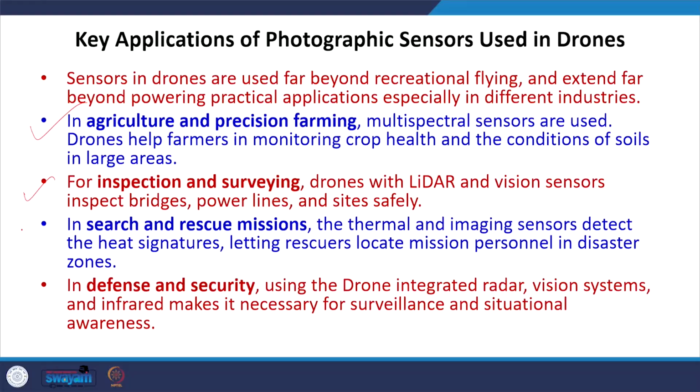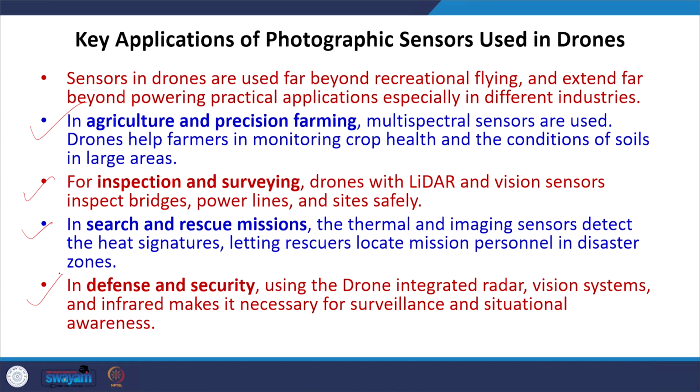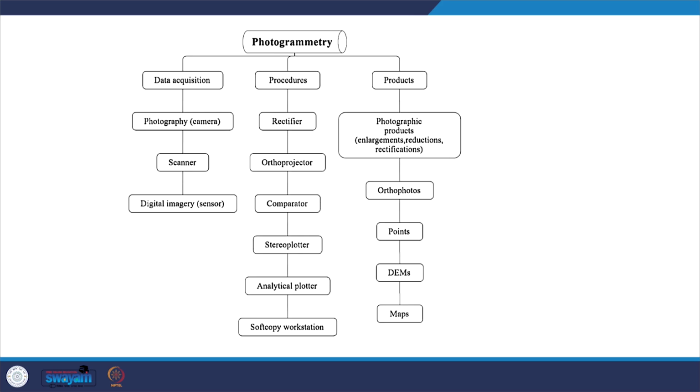In search and rescue missions, thermal imaging sensors will detect the heat signatures. So, they are very helpful. They will allow rescuers to locate missing personnel in the disaster zones. In defense and security, we can use drones integrated with the radar system, vision systems and infrared. It will be necessary for surveillance and situational awareness. So, depending upon the application, these photographic sensors have their utility.